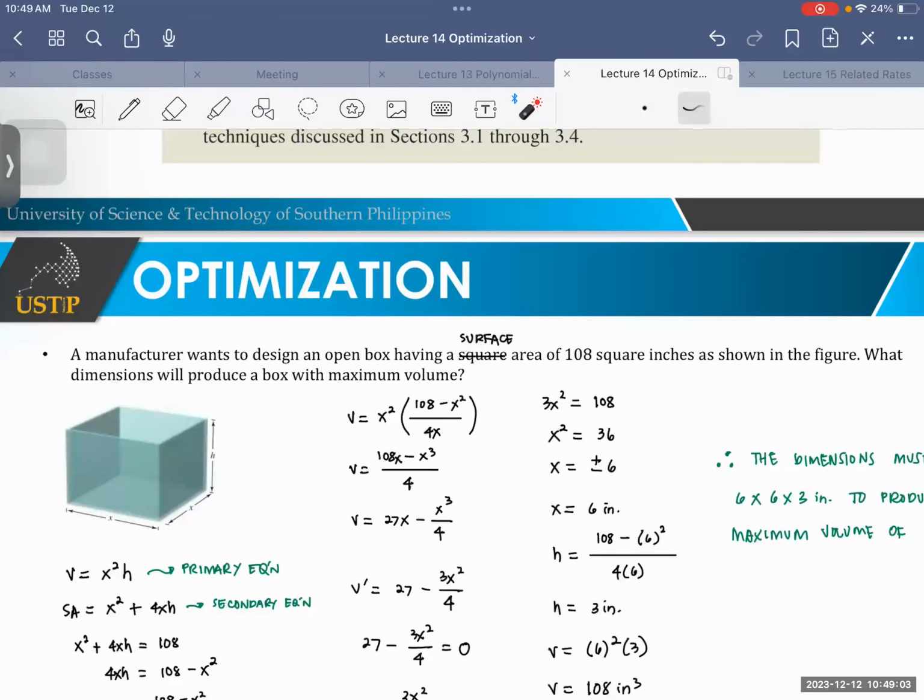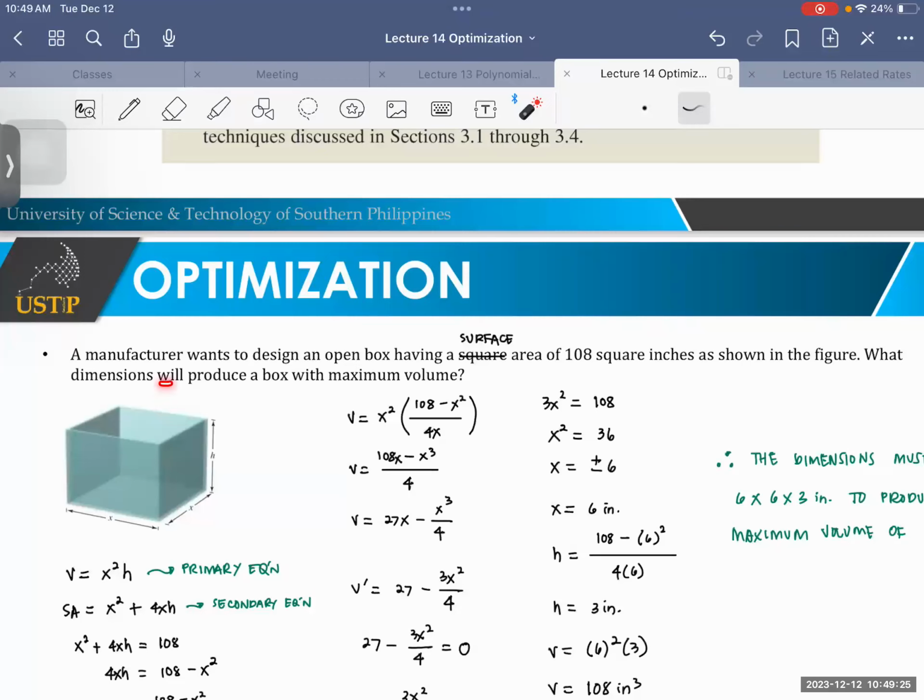Now, dako kayo og impact kung kasabot ka unsa kasabot sa open box. Okay? So ningon siya open box, meaning naa kay isa diri kaning sa top nga wala siya surface. Sakto, open gani. Okay? So meaning kung imong surface area is 108 square inches, pila ra ka side sa box ang naay area. Okay?